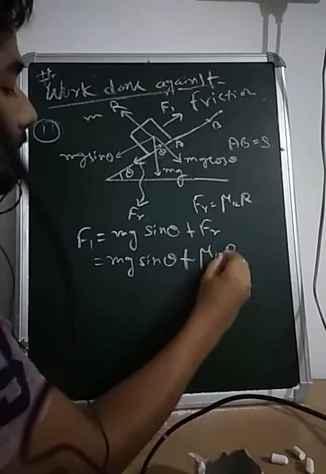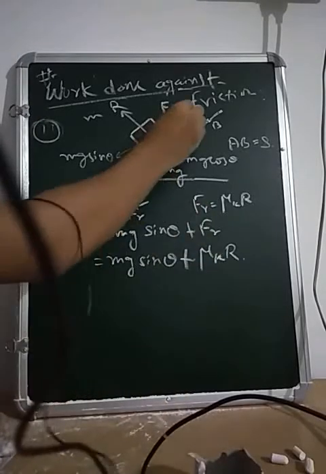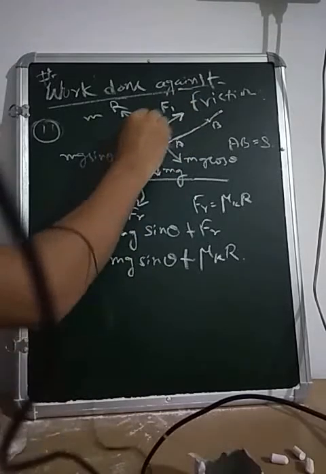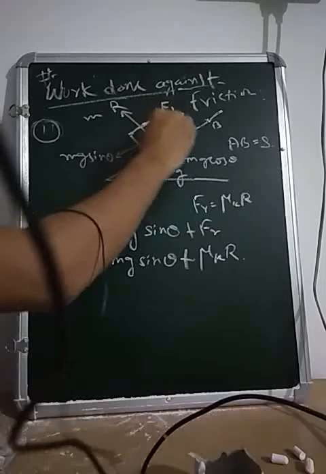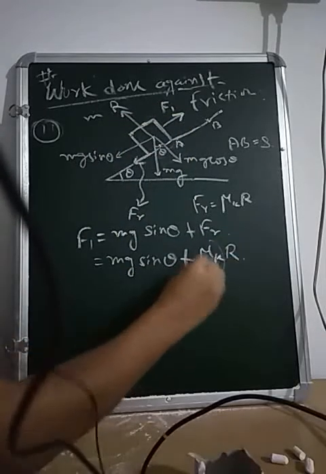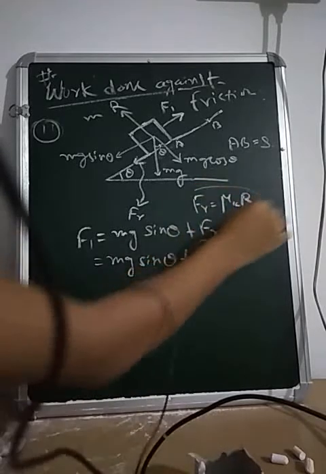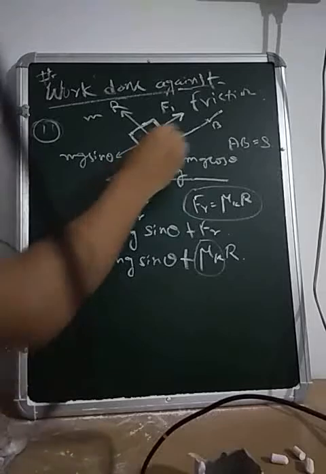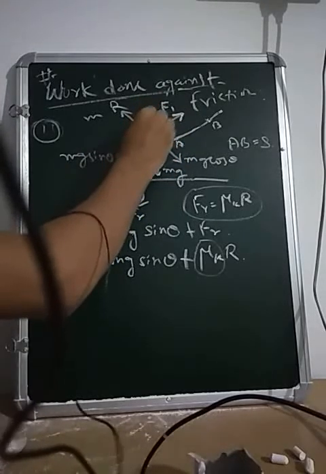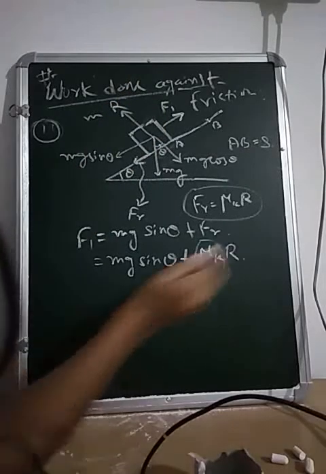In the case of kinetic friction, it does not depend on velocity. It does not depend on the velocity at which the body is moving. The mu k value is always constant. The value of the kinetic frictional force is always constant during its path. It does not depend on the velocity of the body at which it is sliding over the surface. So I am writing this as mu k into R.